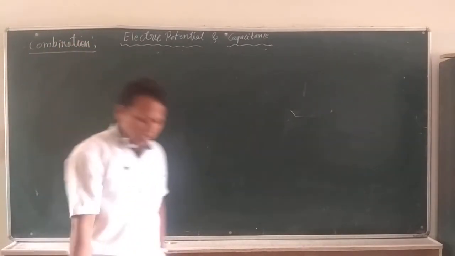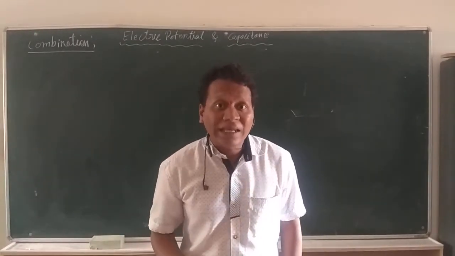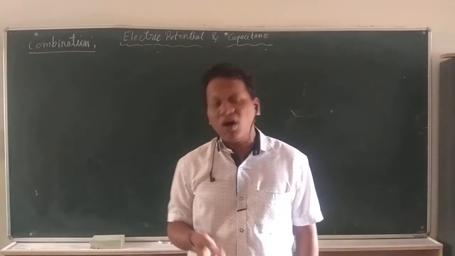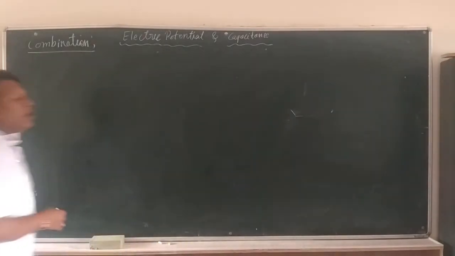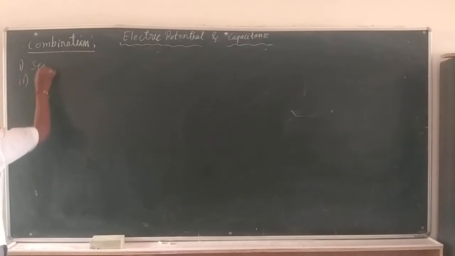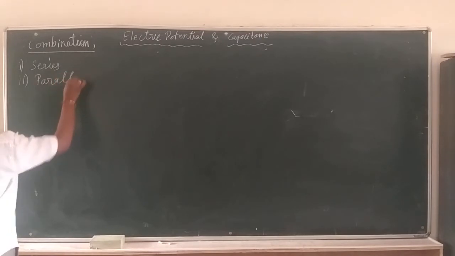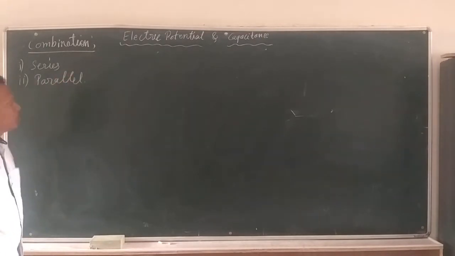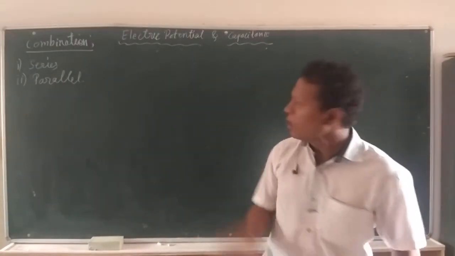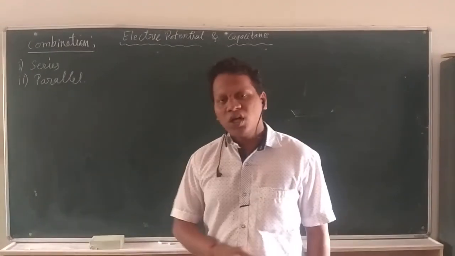Combinations of what? Combinations of capacitors. Using combinations of capacitors, we can increase and decrease the capacity of a capacitor. So how many combinations do we have? We have two combinations: series combination and parallel combination. Most electrical circuits consist of these two combinations. Series combination has its own significance, and parallel combination has its own significance.